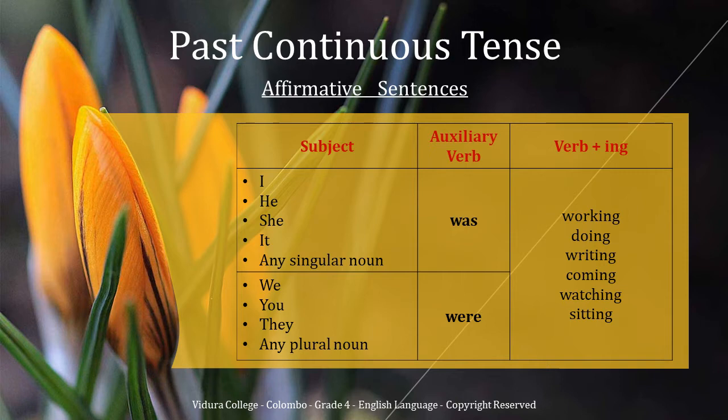As subjects, I have given you some personal pronouns. For singular nouns like I, he, she, it, we have to use the helping verb was. For plural nouns like we, you, they, we have to use the helping verb were. So the verb should be with ing. Let me give you an example. I was doing my homework. We were watching a film. Like that, you can make affirmative sentences.